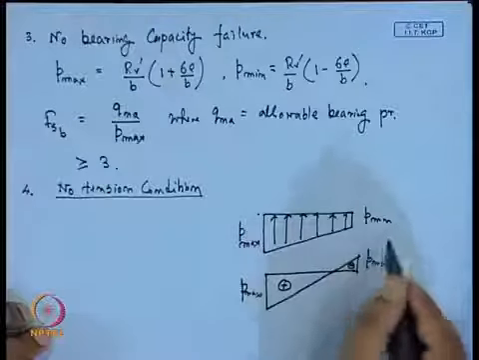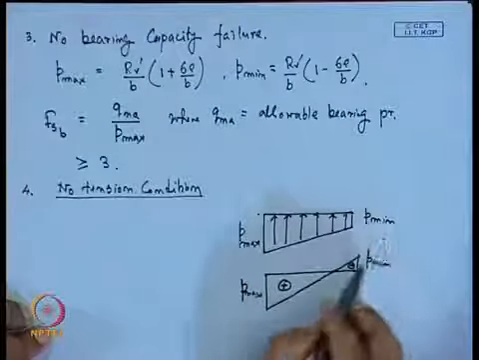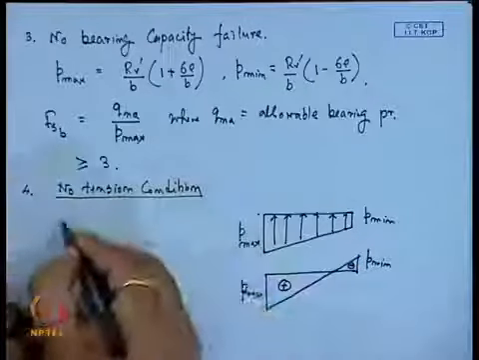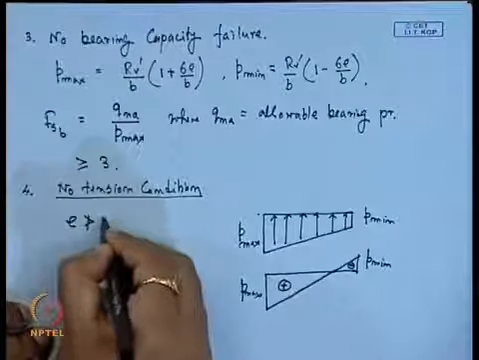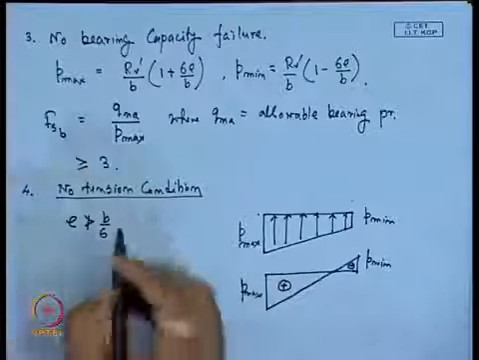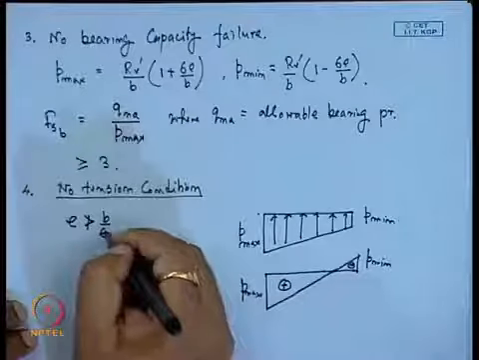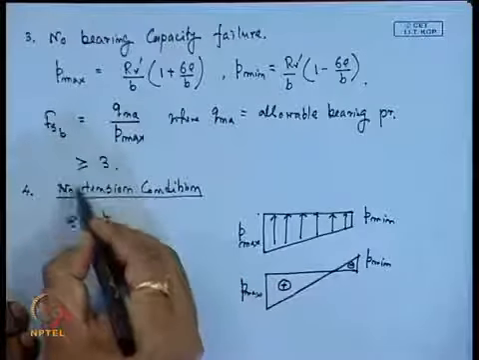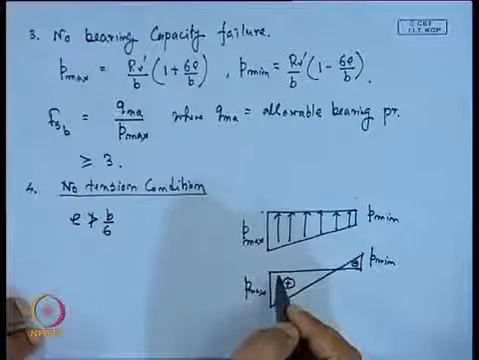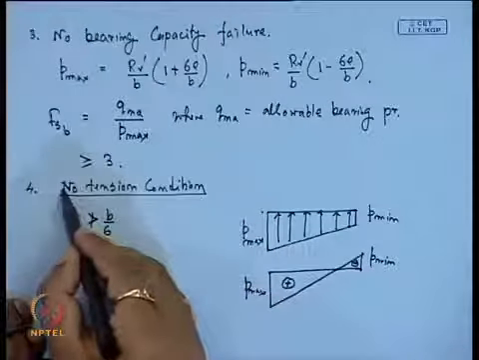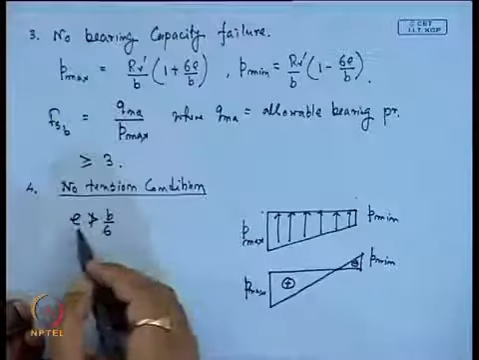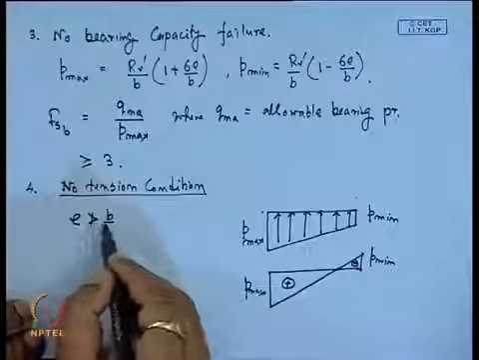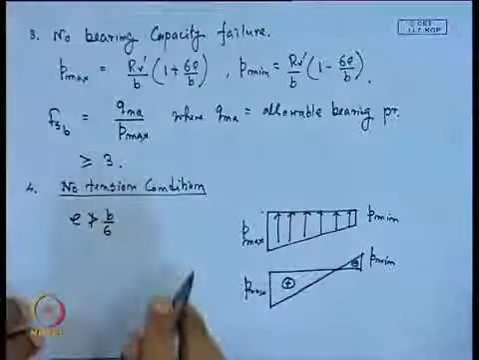If this type of situation arises, then you have to avoid the tension condition, and for the no tension condition, it occurs when E is greater than or equal to B by 6. So, if E is less than B by 6, then we have to redesign the dimension of the retaining wall to avoid the tension developed in the base of the retaining wall. So, for the no tension condition, this E should be greater than or equal to B by 6. So, these are the 4 checks we have to do during the design of the retaining wall.